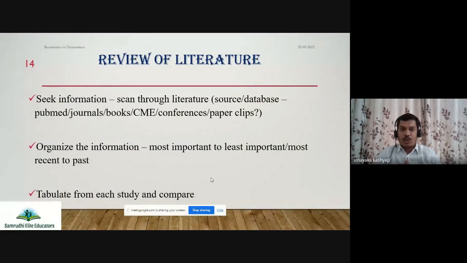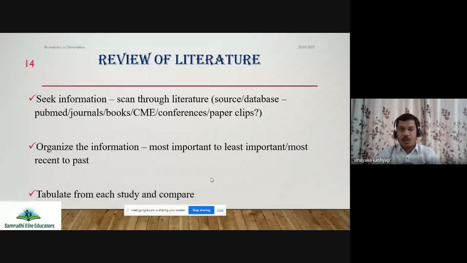It can be your books, or it can be the journals which are available in indexed databases like PubMed or Scopus. Then it may be any CME, it can be from any conference, it can be from any newspaper articles. So you are supposed to scan. First, you are supposed to make the headings under which you want to write the review of literature. As I told you, diabetes, risk factors, all these things.